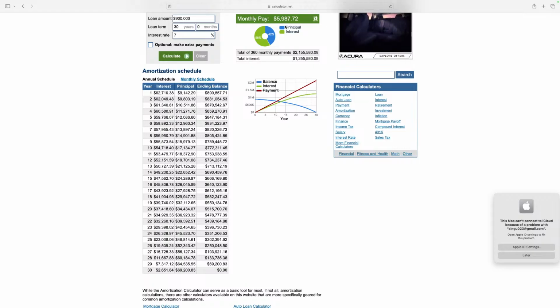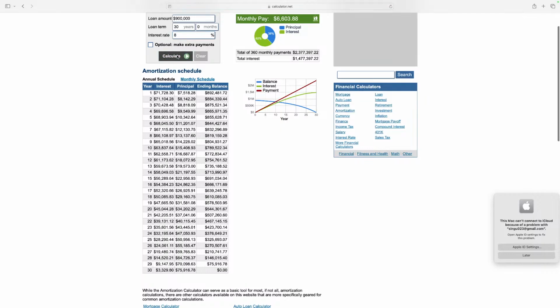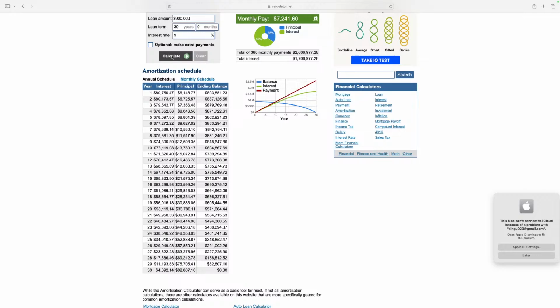You might not feel like it's a lot, but monthly, your payment is increased almost $600. Just change to 8%. $600 more. 9%. A lot more. Okay, so for each percentage, when you buy a house, you're going to have to negotiate.